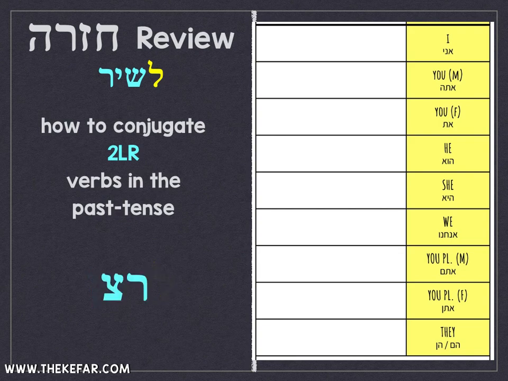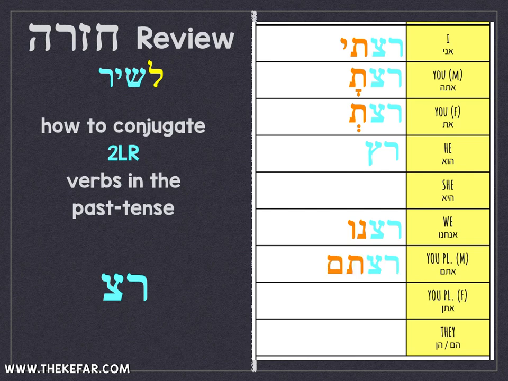Get rid of the lamed and the vav, that gives you ratz, and we know that the shoresh is also the same as hu. So hu ratz, he ran. Ratzti, I ran. Ratzta, you masculine ran. Ratzt, you feminine ran. Ratznu, we ran. Ratztem, you all ran, masculine or mixed group. Ratzten, you all ran, feminine. And then he is ratza, she ran, and ratzu, they ran.